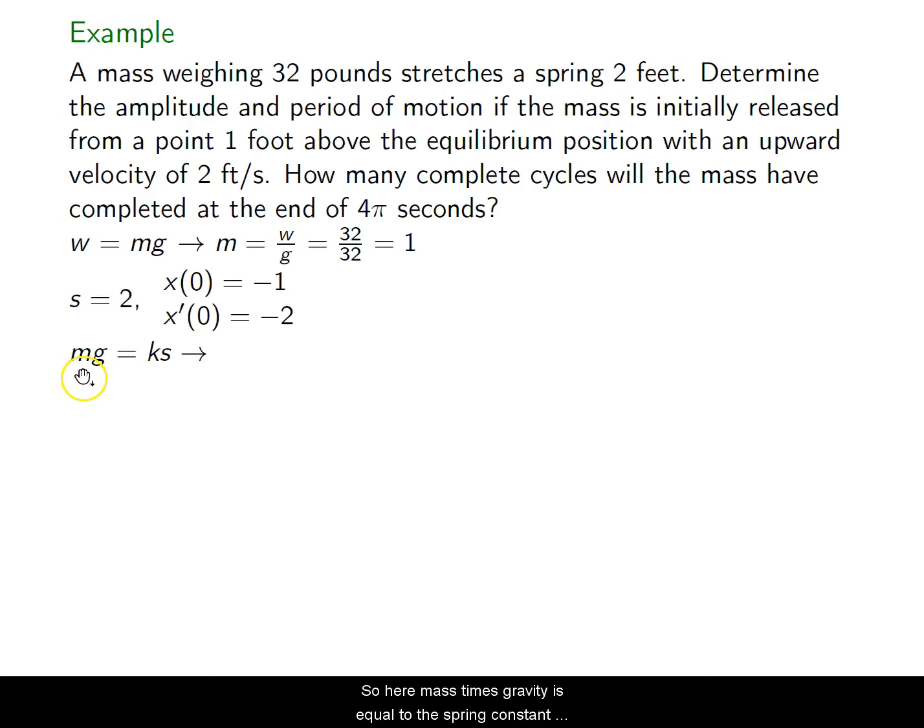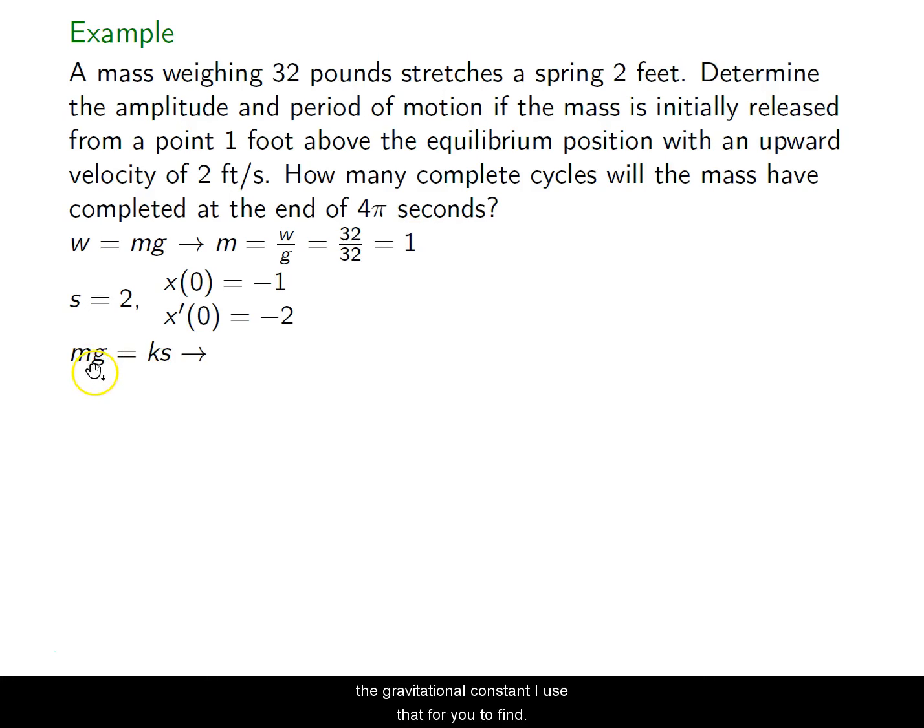So here, mass times gravity is equal to the spring constant times my stretching value from putting on the mass. Remember, this comes from the equilibrium position. And so I can solve for k here. I know m because I just solved for it.